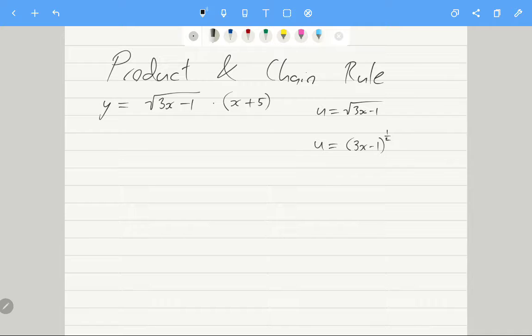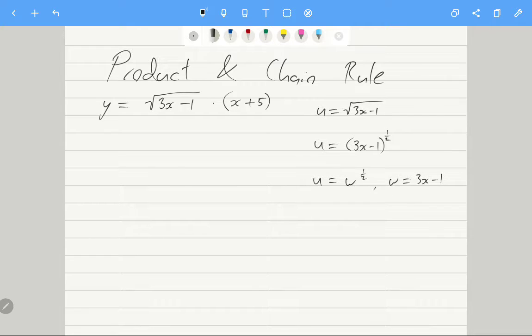Now, I can't actually take the derivative of this without using the chain rule, right? This is a chain rule question. If I asked you to derive u right now, you'd go, well, I need to do a u substitution. Can't do a u substitution. U has already been used. So I'm going to use a w substitution. W to the half, where w is equal to 3x minus 1.